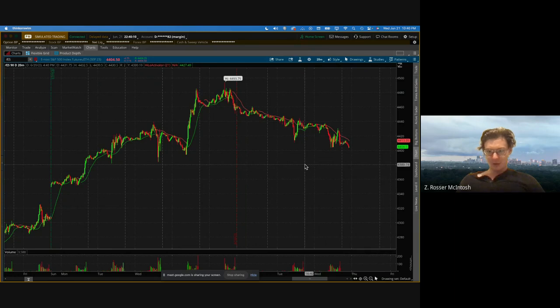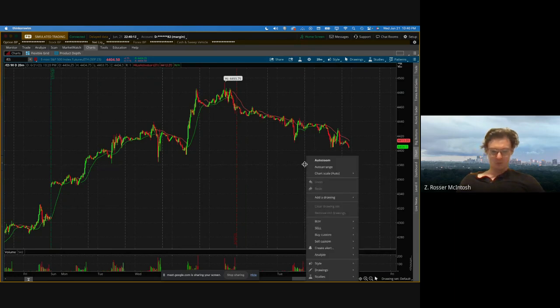Well, right click or two finger click if you have a Mac or however you have it set up on your Mac. I don't judge. I'm a two finger click kind of guy. Two finger. Stop.